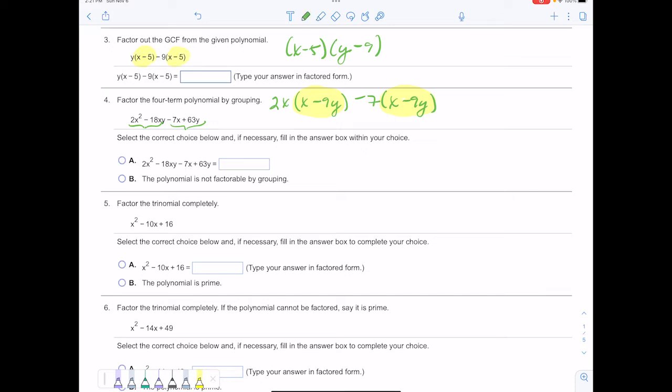So I'm going to factor out an x minus 9y, and the leftovers would be the 2x and the negative 7, and they just go in the other parenthesis.